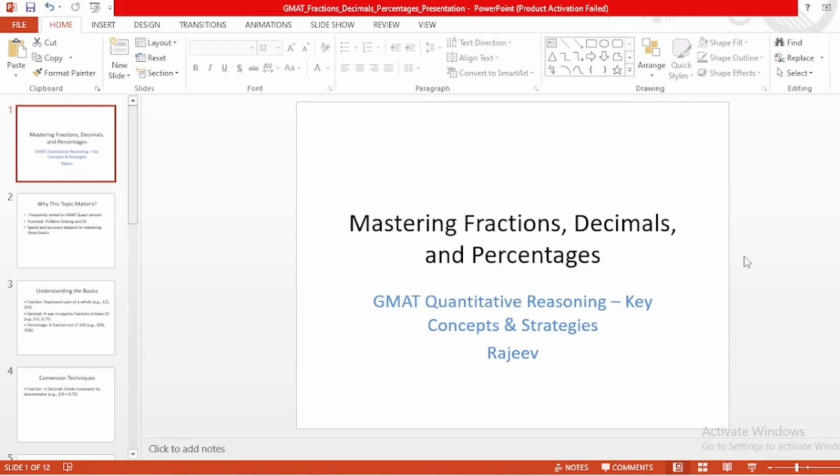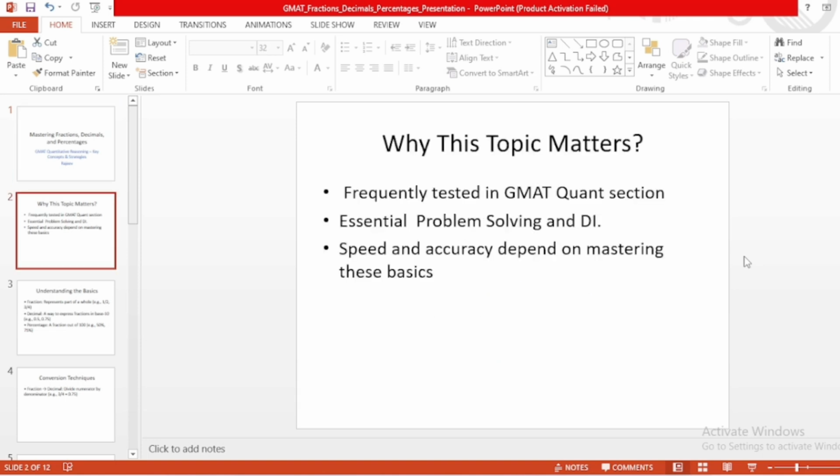Yes, we had one session yesterday, but this is the first session because that was a warm-up session. So friends, this session is all about mastering fractions, decimals and percentages, and as we know, it's a part of GMAT quantitative reasoning. Key concepts and strategies. This is by me, Rajiv. My name is Rajiv. So friends, we move ahead to the topic.